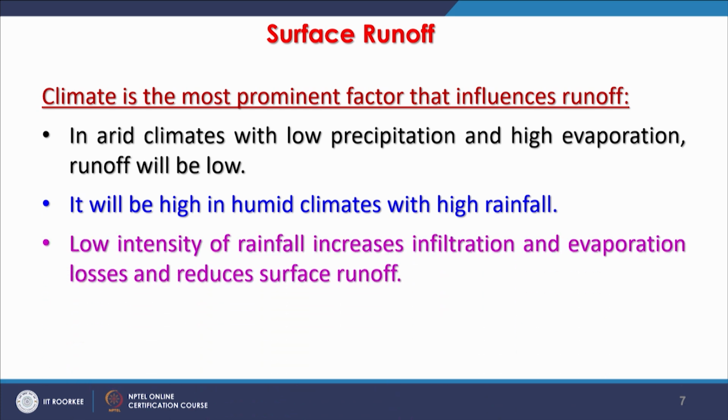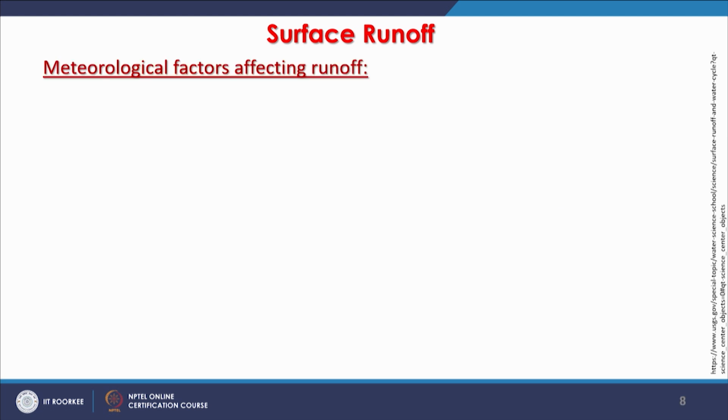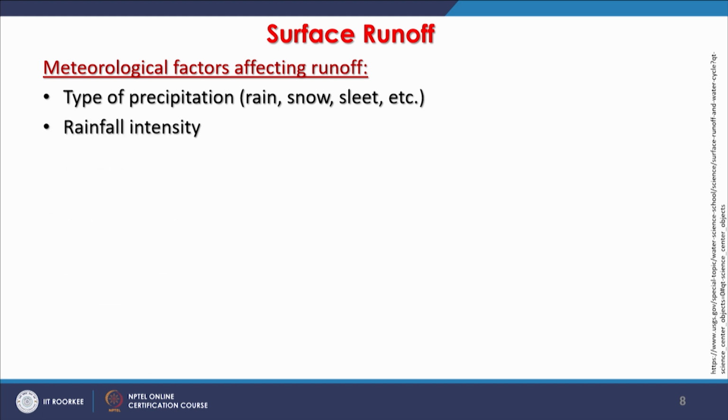And low intensity of rainfall increases infiltration. As people say, if precipitation is very slow, then it is always good from the groundwater point of view, or even the soil erosion point of view. So, it increases the infiltration and evaporation losses and reduces the surface runoff, and therefore the net effect would be less surface runoff.